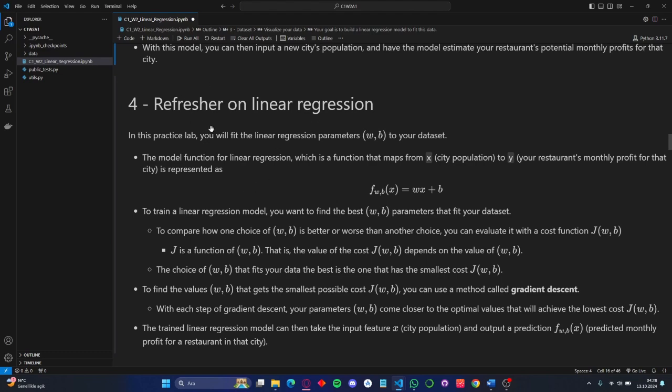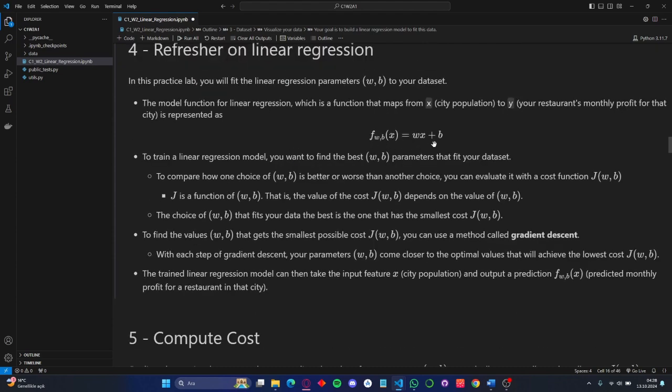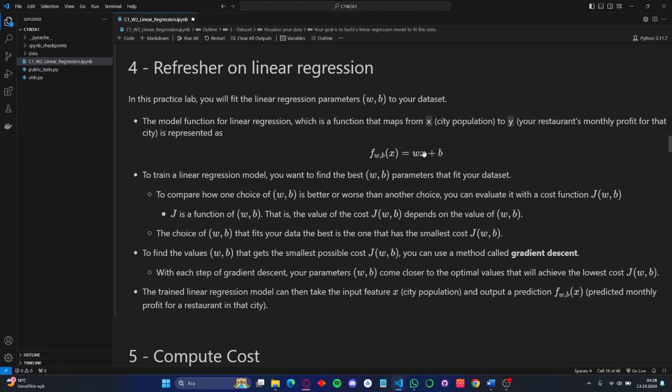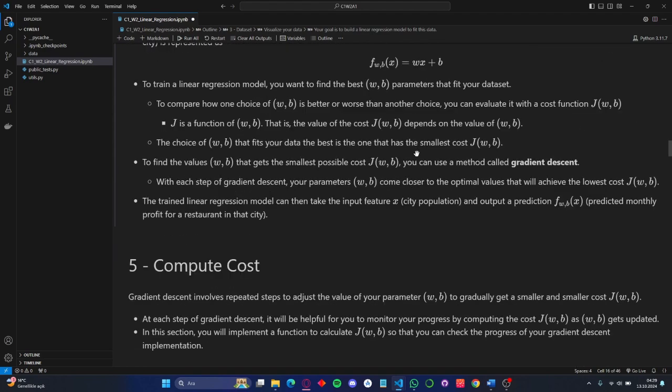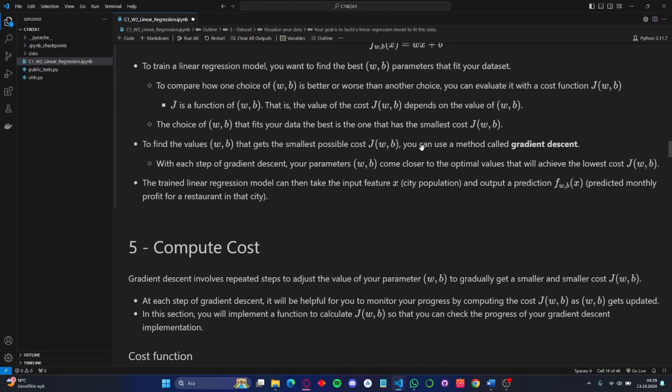Now we will do a reflection on linear regression. This function is our predict function. W and b are parameters. X is our feature. For example, X is the population of that city, and this function gives the profit of that city according to population.